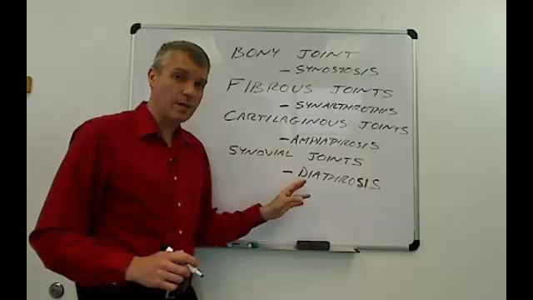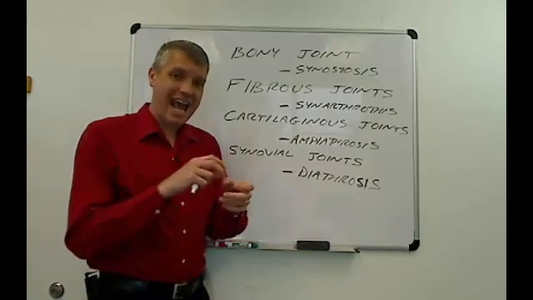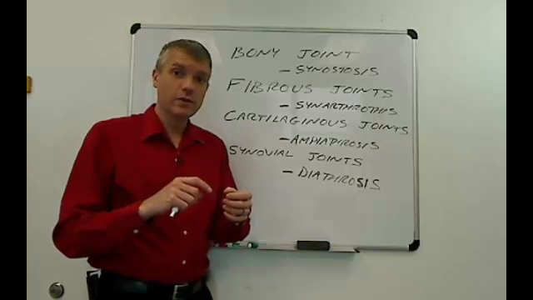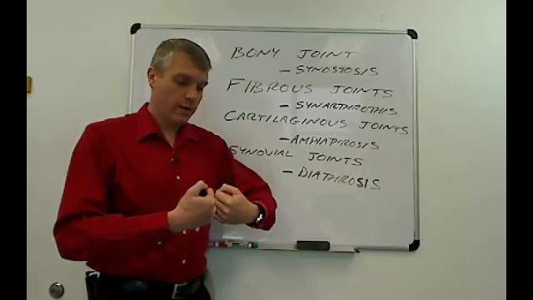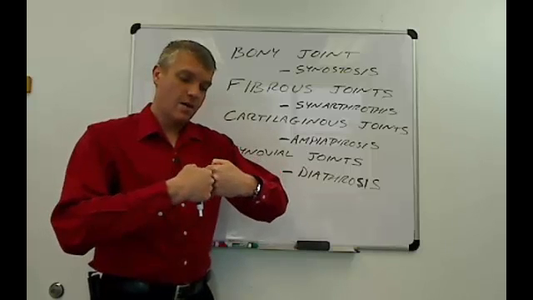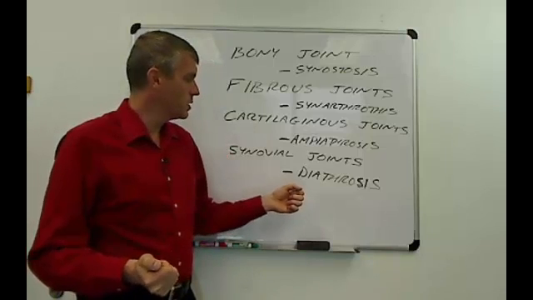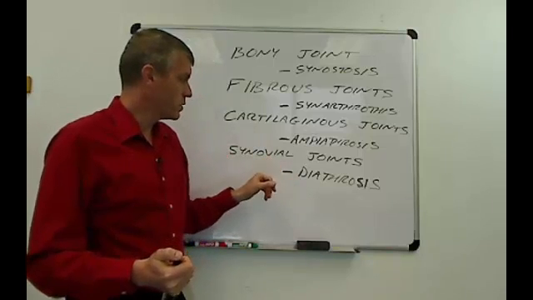I also said they're the most complicated. They have a complicated capsule. They have a joint cavity inside filled with synovial fluid. And then we have to worry about the articular cartilage of the two bones that are involved. That cartilage has to be able to slide over each other. So again, those are synovial joints.